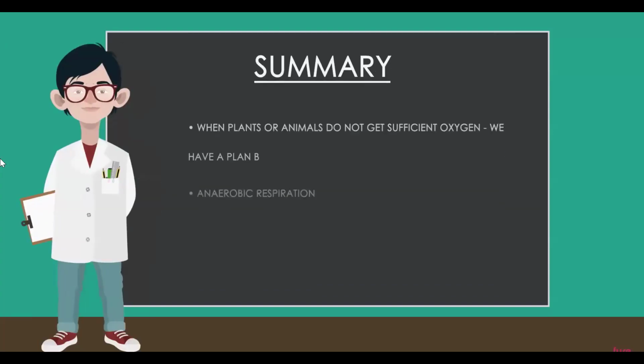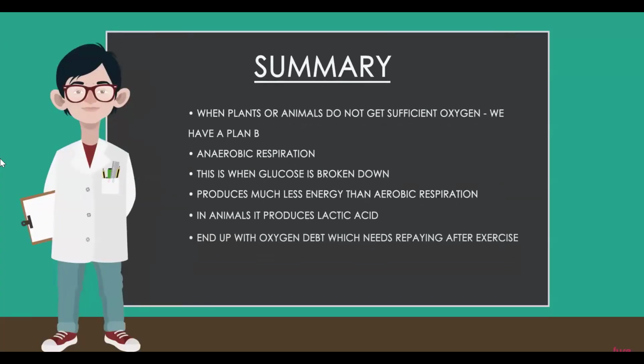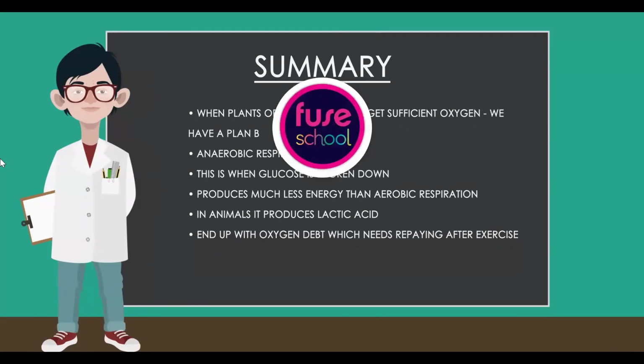So you should now know that when our heart and lungs cannot keep up with the oxygen demand, or plants do not have access to sufficient oxygen, we have a B plan: anaerobic respiration. This is when the glucose is broken down directly, but it produces much less energy than aerobic respiration, which is why it's the second choice. And in animals it produces lactic acid as a byproduct, which causes muscle cramps, and so we end up with an oxygen debt which needs repairing after exercise has stopped.